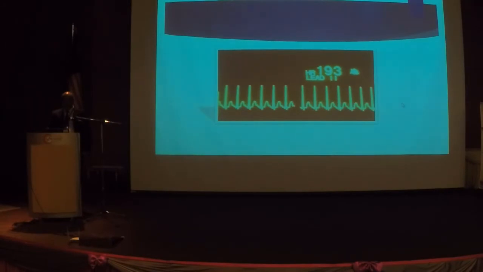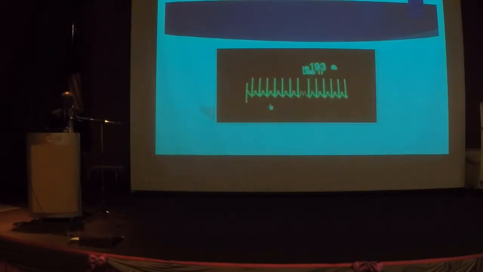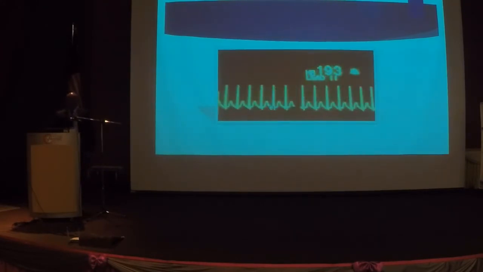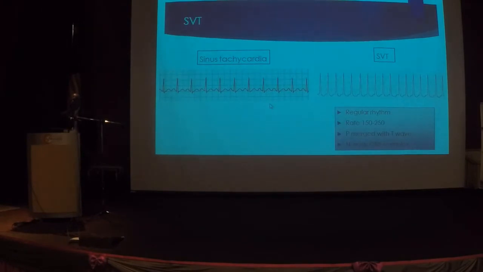Let's see if I can play this video. Can anyone read this rhythm? Perfect. She's got SVT. So please remember, any pregnant mother who is tachycardic and who is symptomatic, don't just think it is anemia. Please do an ECG. SVT is the most common arrhythmia seen in pregnancy.